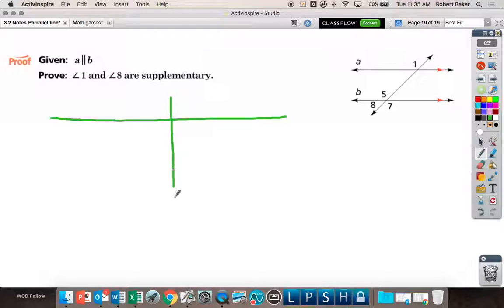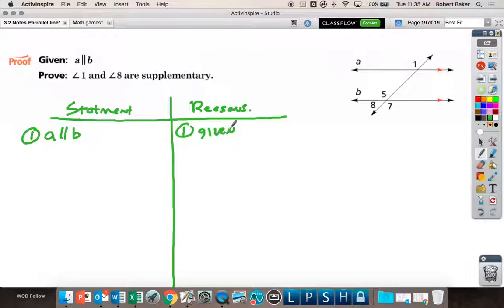So you think you guys could flex your little brain muscles here. Statements, reasons. Okay, what's the first thing you're going to put? A is parallel to B. Get it. Now we're trying to connect somehow angle 1 and angle 7, angle 1 and angle 8 to prove that they are supplementary to each other.